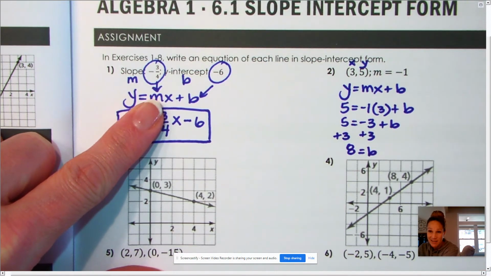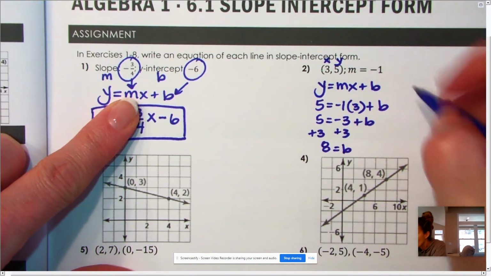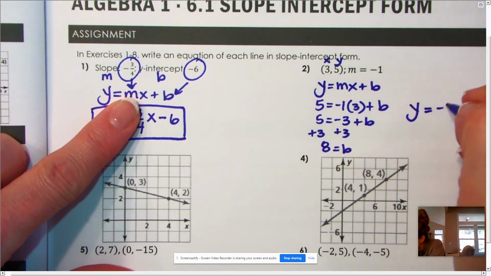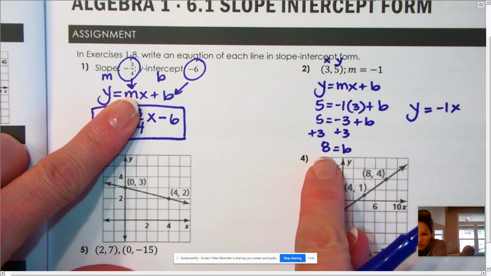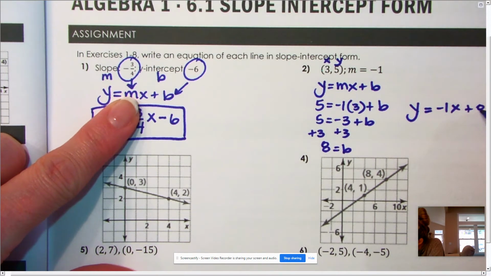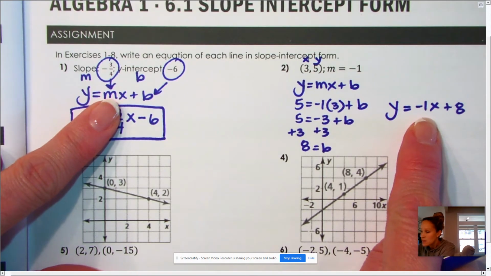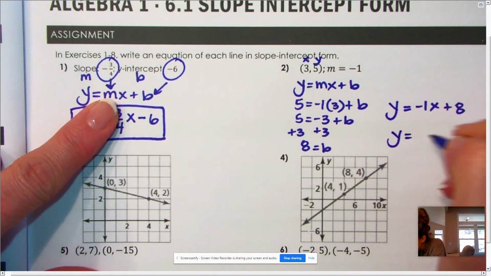Again, that's not my answer. My answer is y equals, I'm going to plug in my slope, -1, x, and then I'm going to plug in b at the end, plus 8. So this is correct, but it's not simplified. If I want to simplify it as much as I can, I would write it as negative x plus 8.